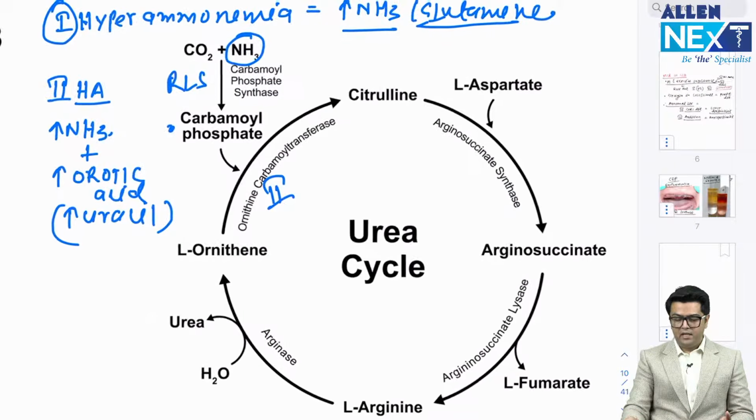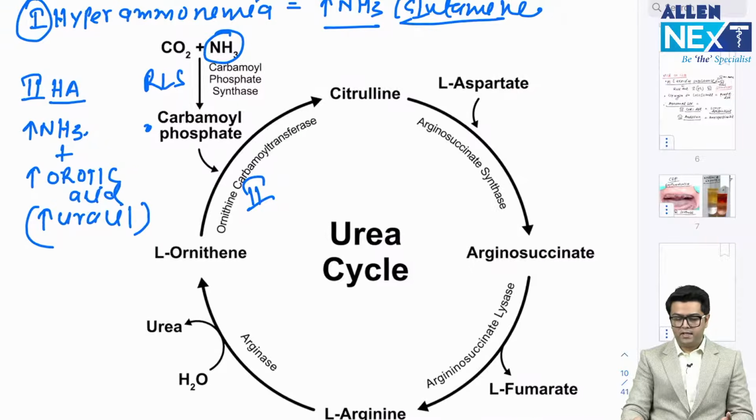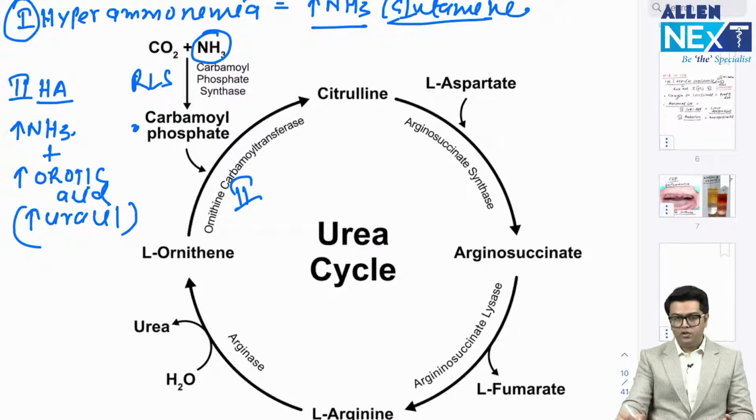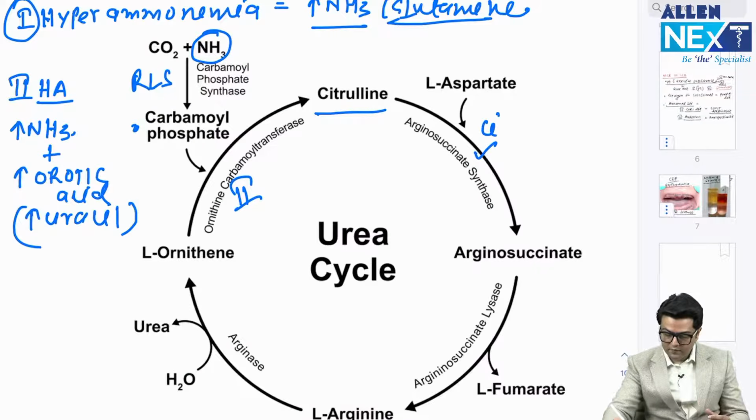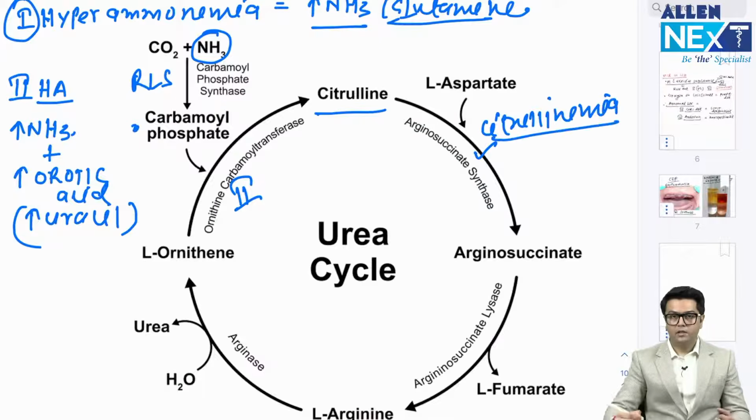So let's say type 1 and type 2 are the most commonly asked in exams, but let's see if there is a question that says citrulline levels are very, very high. So that means argininosuccinate synthetase is deficient, okay? So that's a disorder called citrullinemia. Fine, citrullinemia. Clear to all?